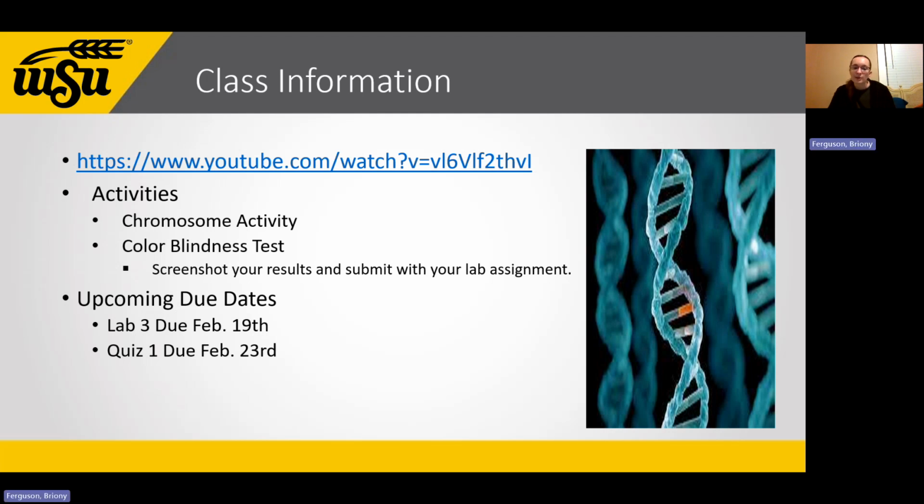You should also do this color blindness test. It's really just for fun. There's no way to get it right or wrong. But screenshot your results from that and submit them with your lab assignment just so that I can see that you guys are participating.